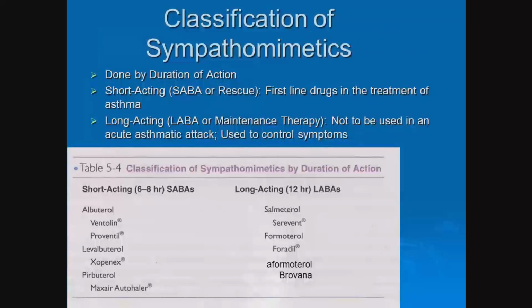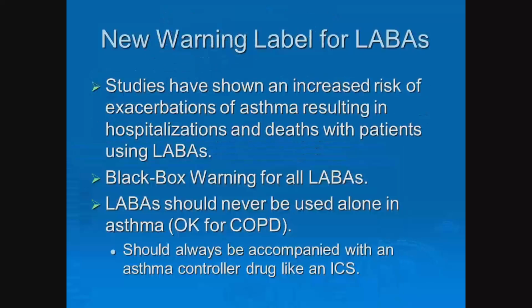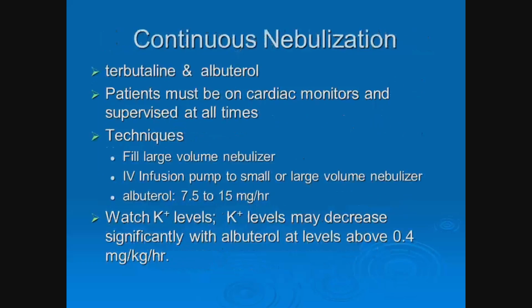Okay. So again, SABAs are for rescue, LABAs are for maintenance. We talked about the black box warning. The only two drugs that we may use for continuous nebulization, we talked about albuterol earlier. And this is not anything to be willy-nilly about. You can create tachycardia. You can create hypokalemia. One of the side effects of continuous nebulization of albuterol is that the potassium level falls, so you need to be cautious when looking at that.